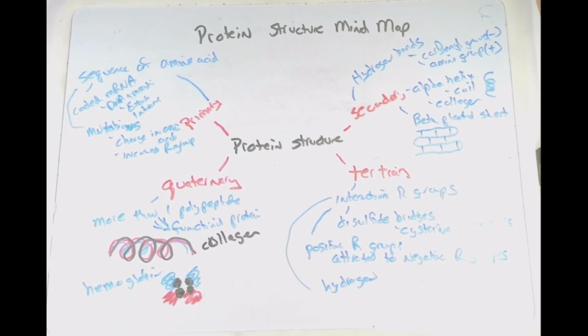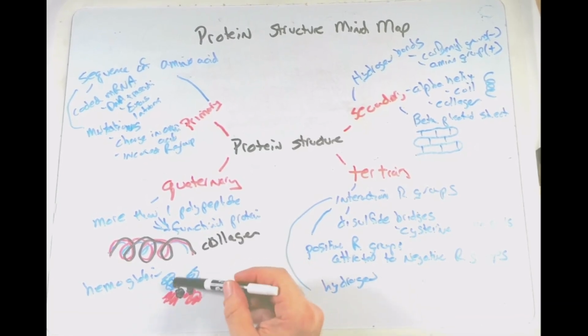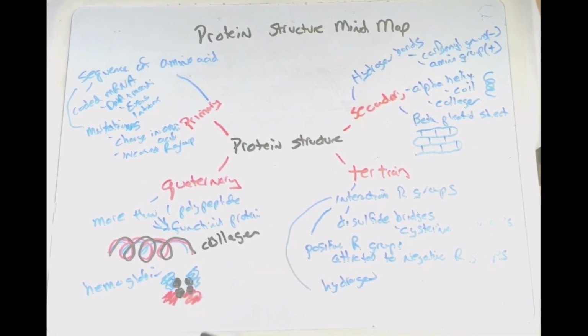And so basically a functional hemoglobin molecule is going to have four of these polypeptide chains coming together with these four heme groups, and the heme groups are going to be an organic ring with an iron atom attached to it, which allows for the transport of oxygen.